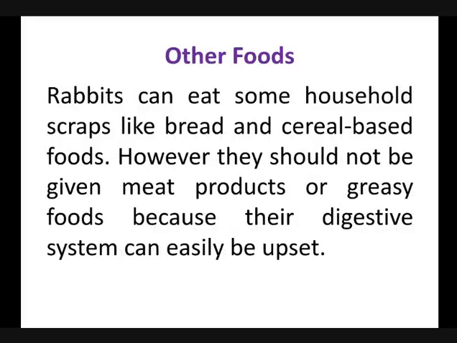Okay, then other foods. Rabbits can eat some household scraps like bread and cereal based food. However, they should not be given meat products or greasy foods because their digestive system can easily be upset. Rabbits are herbivores, they're not monogastric, right? So they don't digest meat because they're not meat eaters, they're herbivores, they eat plant materials. So be careful and do not feed meat products or greasy foods to your rabbits because it can upset their digestive system, cause them to have diarrhea or scouring.